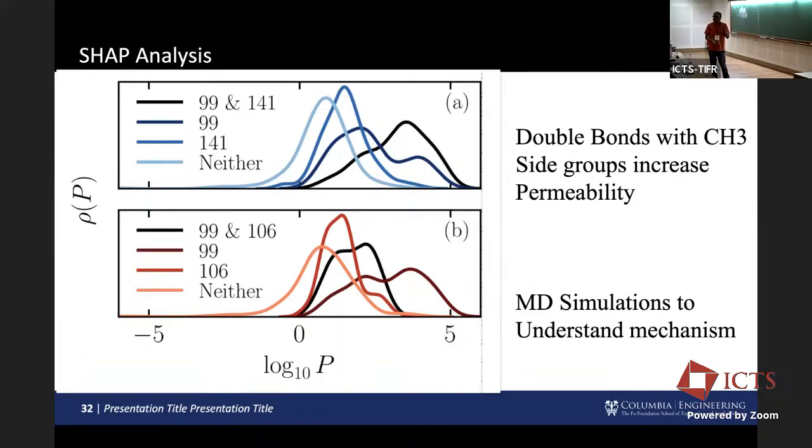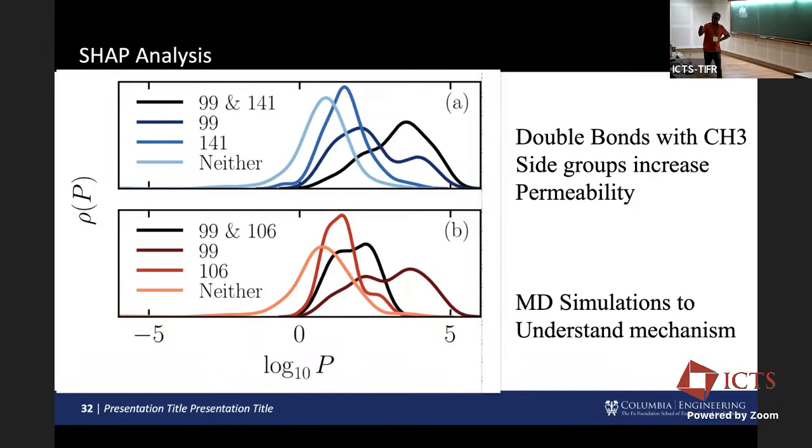Remember the second one was 141? 141 by itself slightly increased the permeability. But when they appear together, it seems to have a synergistic effect. It's telling you when C double bond C and a CH3 group, which is a side group, appear together, they seem to have the highest impact in terms of increasing permeability. So now it's starting to tell you it's not just one thing, but it's actually two correlated things that drive the permeability. So this is now data that's starting to inform us what we should be doing.